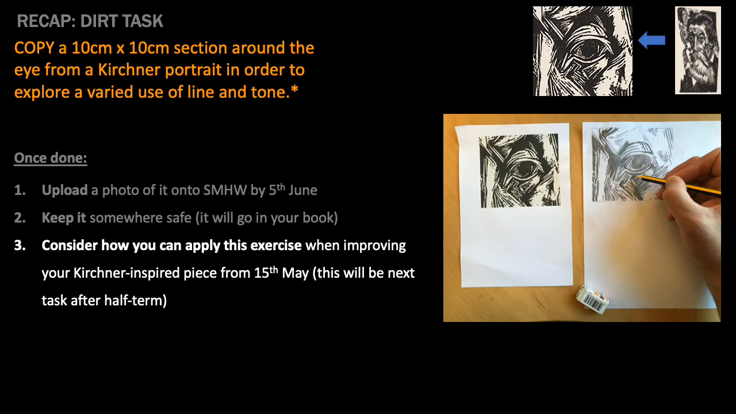Because when we get back after half term, I'm going to set the following week, and that will be for you to take what you've learned and go back and improve your Kirchner-inspired portraits. In other words, adding in types of line. But that is not until after half term, so don't worry about that yet. As I said, for the moment, the dirt task is just the bit in orange up at the top of this slide. Copy a 10 by 10 section around the eye from a Kirchner portrait and explore a variation of use of line and tone.